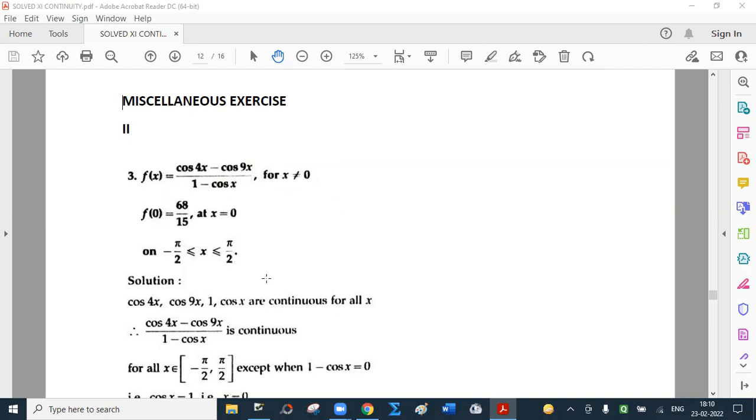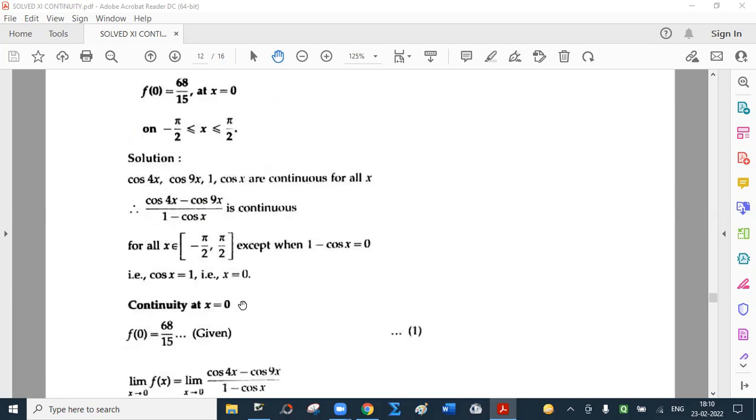Now cos 4x, cos 9x, 1, cos x are all continuous on capital R. So this is continuous on this closed interval except at the point where the denominator vanishes. That is 1 minus cos x equal to 0, that is cos x equal to 1. Now in this interval, cos x is equal to 1 for x equal to 0. So let us discuss continuity at x equal to 0.